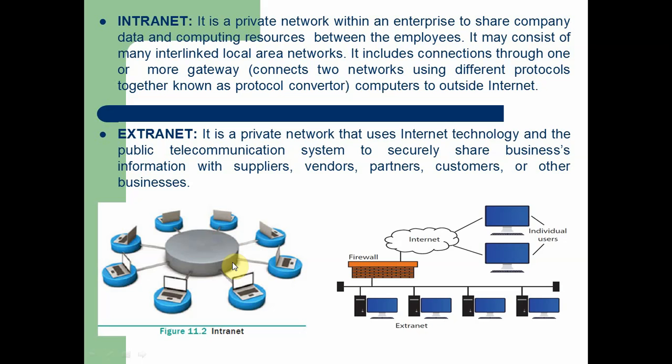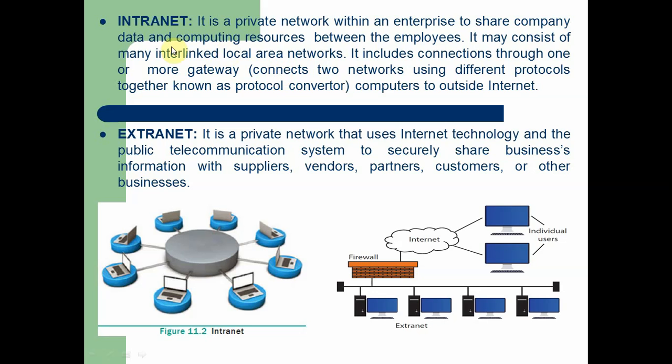So the only difference is that in an intranet, the company only handles all the data and communication between the company employees. But in an extranet, other than company employees, suppliers, vendors, partners, customers and other businesses are also involved in this network, and they also use that network for a particular purpose. Here also they use the same internet technology. This type of network is called an extranet.